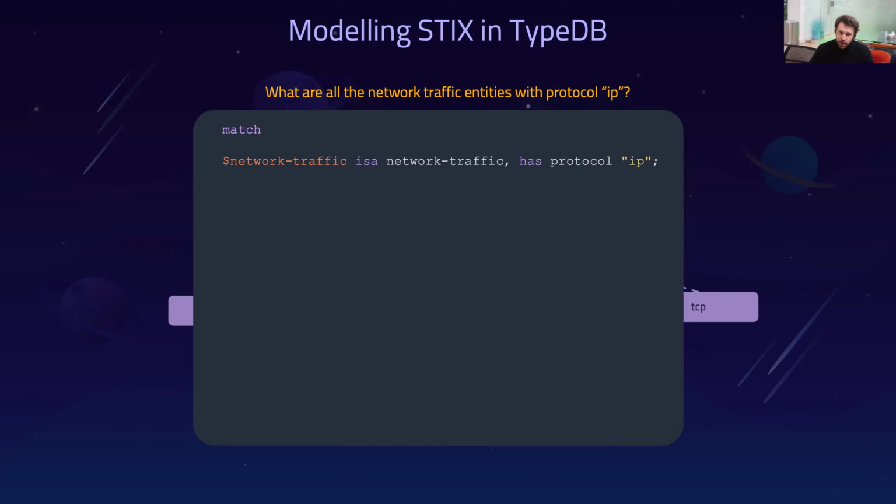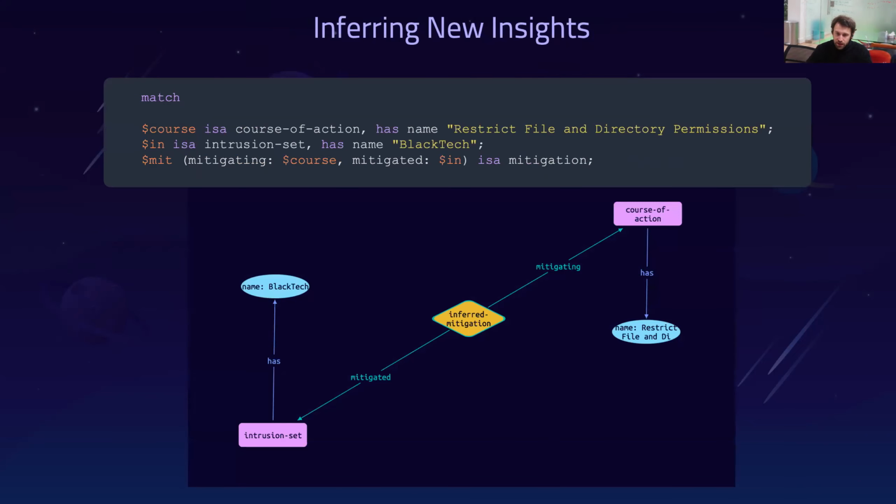So then how did we create that inference, the demo that I showed? How do we actually build that inference? Now, the way we did that is as follows. If you remember, the query that we saw is asking for a course of action that's connected to an intrusion set through a relation type mitigation, where the course of action plays the role of mitigating, and the intrusion set plays the role of mitigated. And then this is the result.